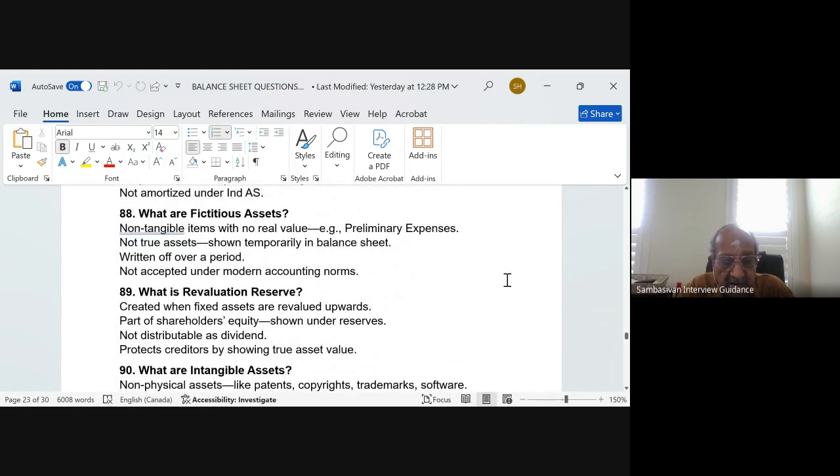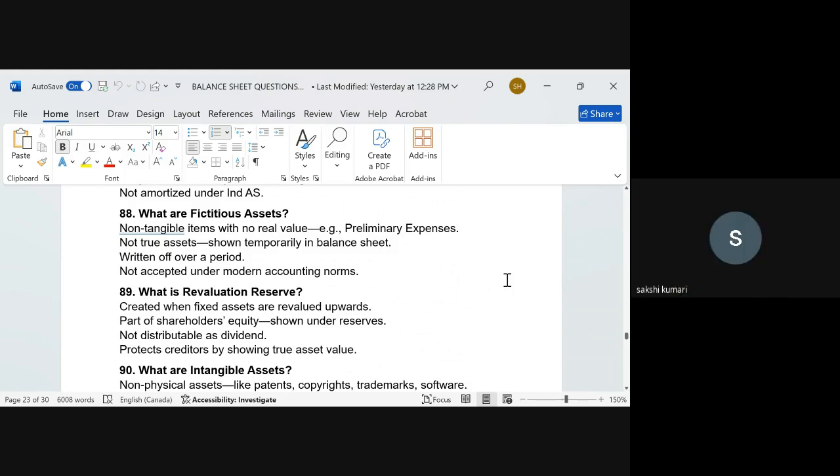Continue. Number 88. What are fictitious assets? Non-tangible assets with no real value. Example, preliminary expenses. Not true assets, shown temporarily in the balance sheet. Written off over a period, not accepted under modern accounting norms.